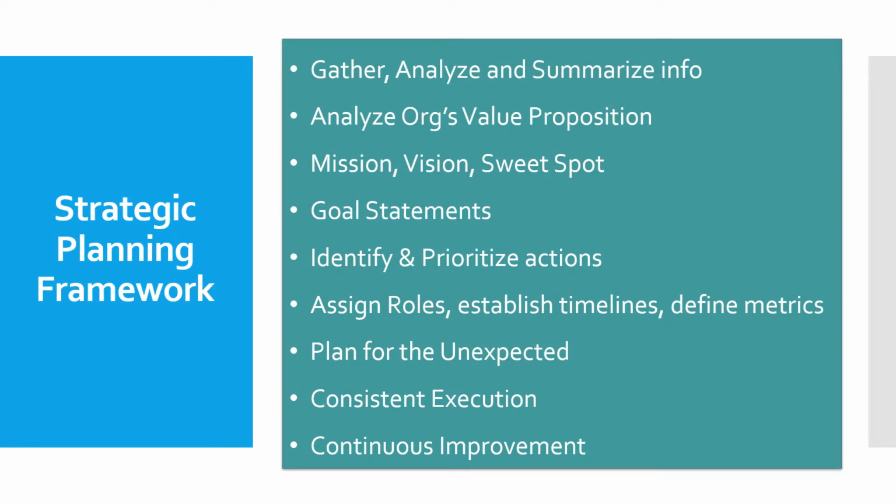There are 9 key elements in a strategic planning framework. First is gather, analyze, and summarize information. Identify the kind of internal and external information and data your planning team needs to consider as it determines your organization's internal strengths and weaknesses. Analyze information related to the company's value proposition.